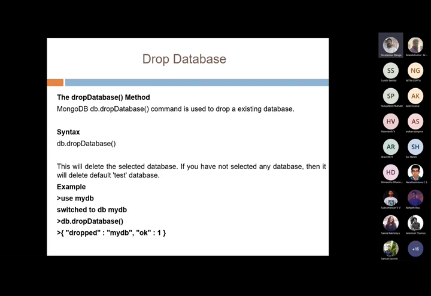So for example, we are going to use mydb. Once you give the database name, use mydb, it switches to the database mydb. So db.dropDatabase drops the mydb database. So the drop database command is used to remove an existing database permanently.